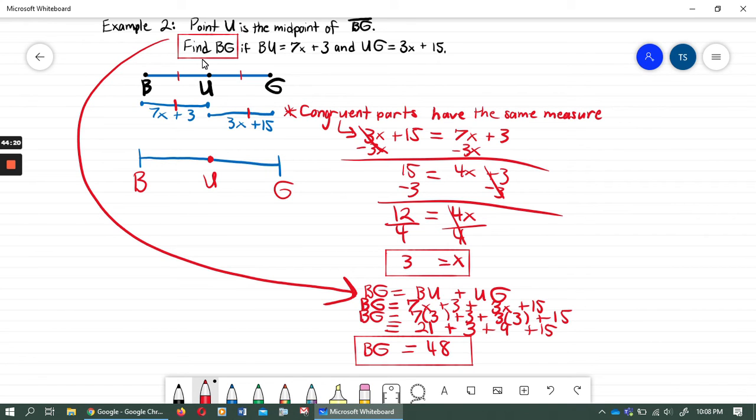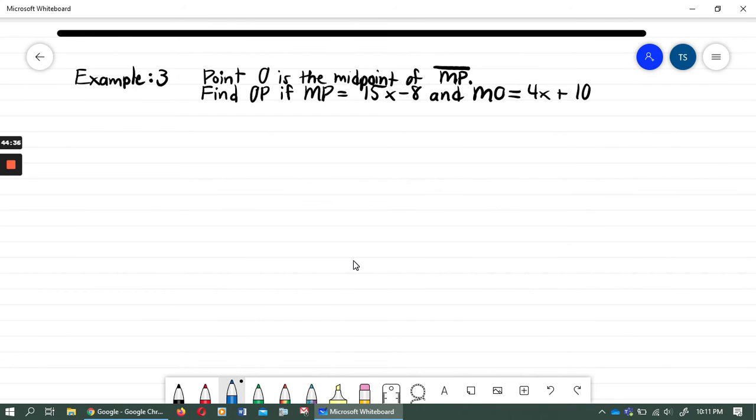We're going to look at one more example like this, and then we're going to do, very briefly, the midpoint formula and just 2 examples with the midpoint formula. But before we do the midpoint formula, we're going to look at one more example like this. All right, so here we go.